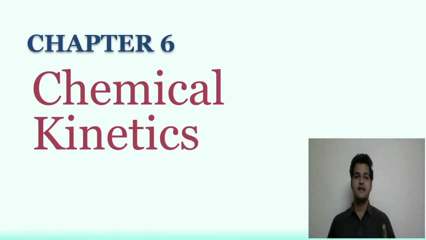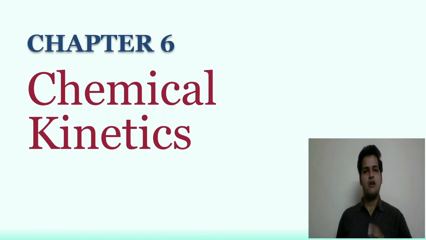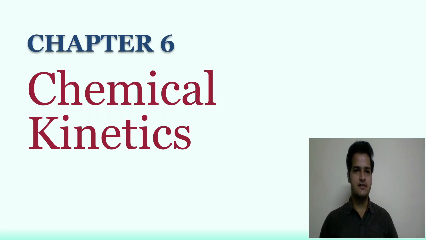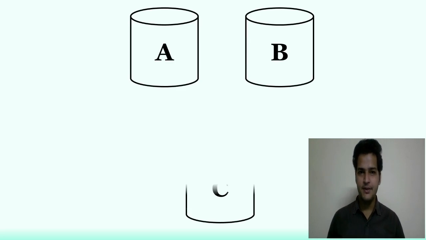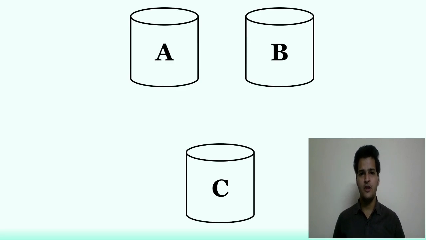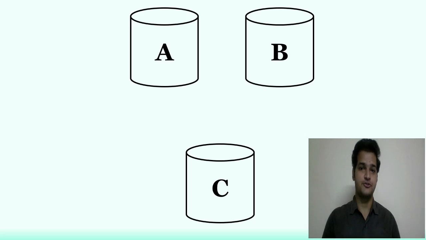Students, so let us start with chapter number 6, that is chemical kinetics. Now before we proceed into the chapter, let us take a very simple example. What is a chemical reaction? To understand this, we will have an illustration of three beakers named beaker A, beaker B and beaker C. Now, what happens in a chemical reaction?